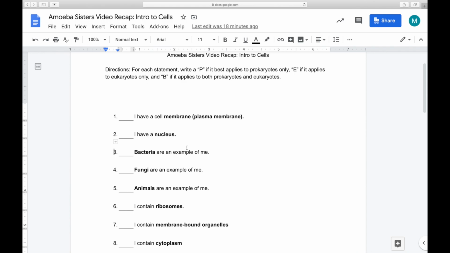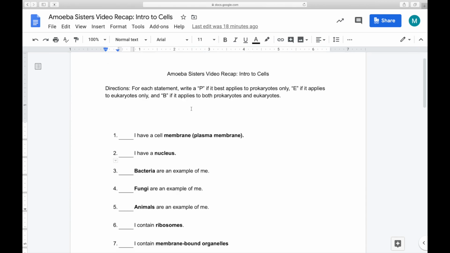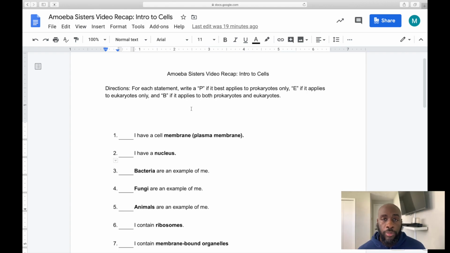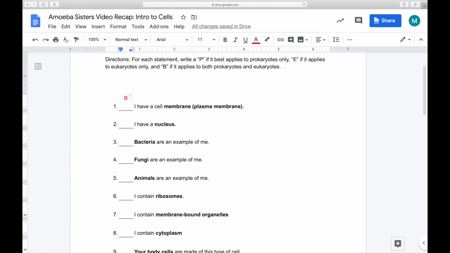So let's just do the first one. The first one says, I have a cell membrane. Think back to the video. Cell membrane. Is it only found in prokaryotes? Is it only found in eukaryotes? Or is it found in both? And the answer is it is found in both types of cells. So we would put a B here. So we got B.